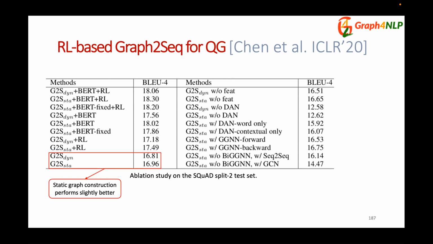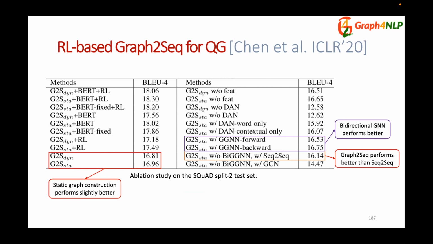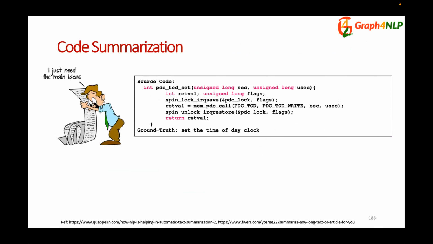gap is quite small. And as we mentioned earlier, one benefit of the dynamic graph construction is that it does not require prior domain expertise about the data. We can also find that the bidirectional GNN performs significantly better than the unidirectional GNN. And we can also see that the graph to sequence model performs better than the sequence to sequence models on this QG task. So the next NLG task I'll be talking about is code summarization.